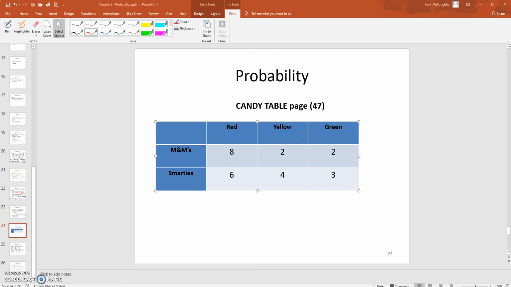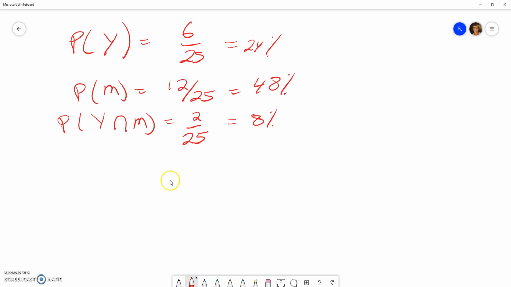So let's look at the data again. There's 2 yellow M&Ms. So the probability of the intersection of yellow and M&Ms is 2 out of 25. So we can go back here. Once again, this information is given to you, or you should be able to find this from the table in your review questions, or it has to be given to you as part of the data in the question.